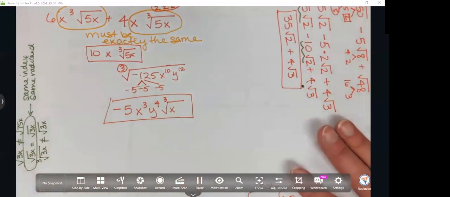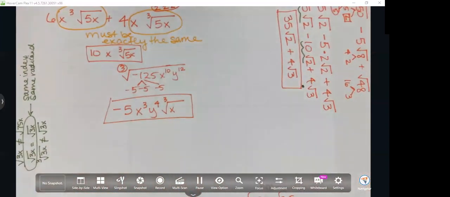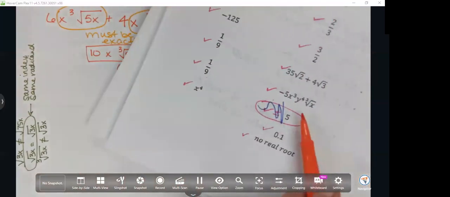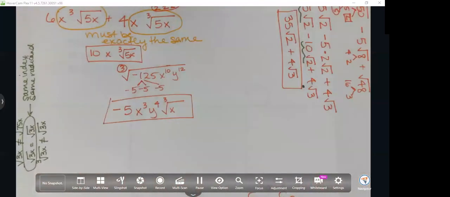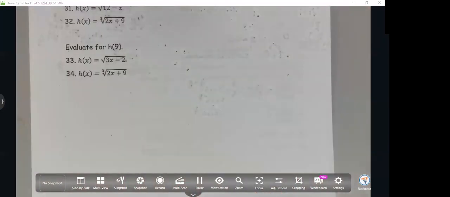And there we have it. And then we check and make sure, and sure enough, boom. All right. That's the end of that section.